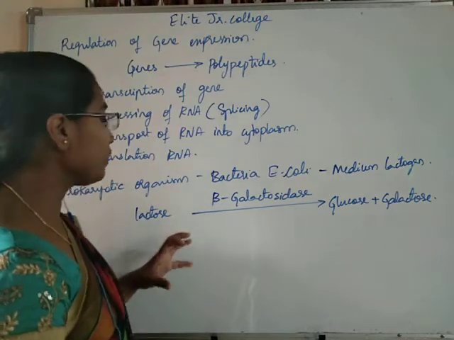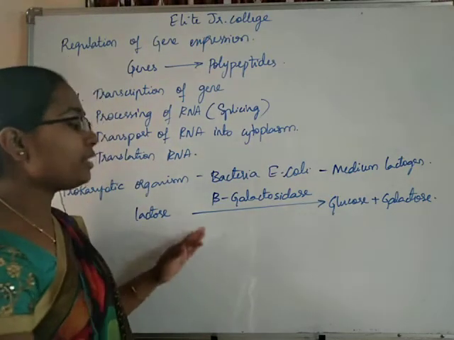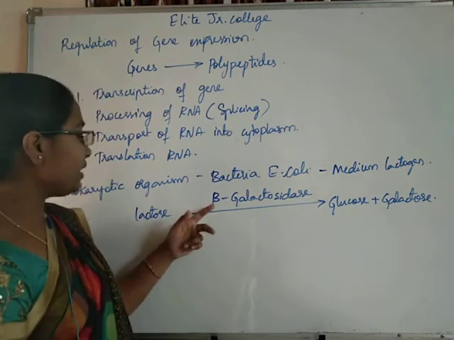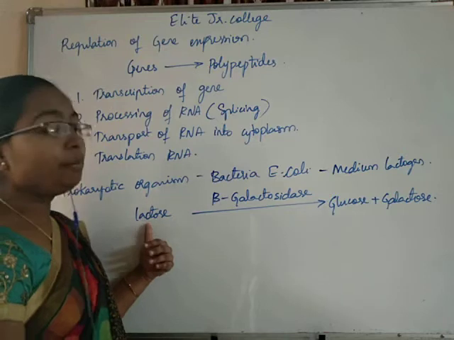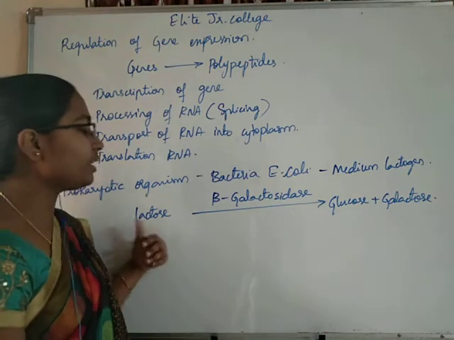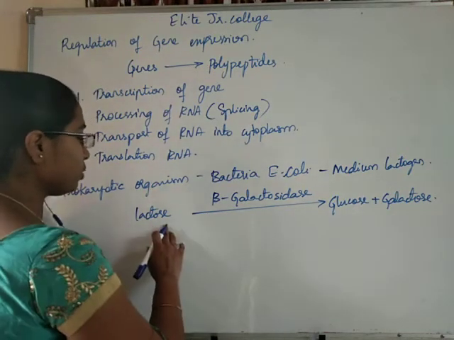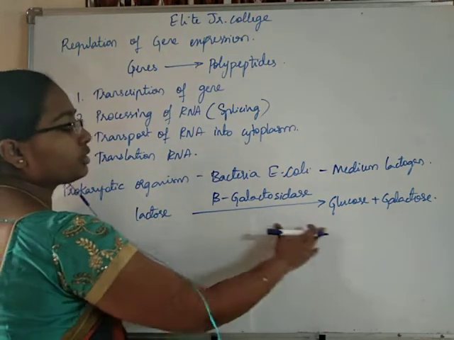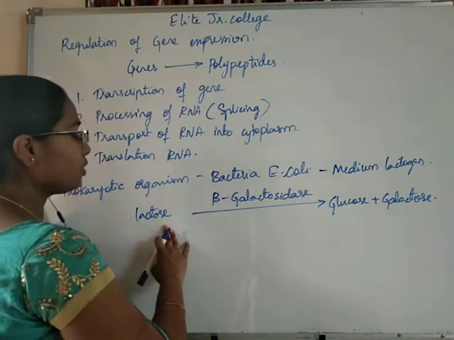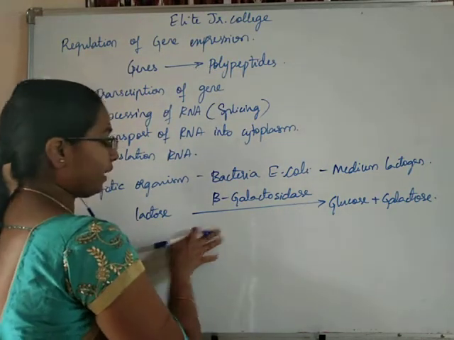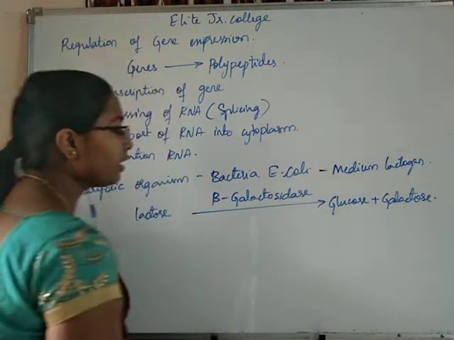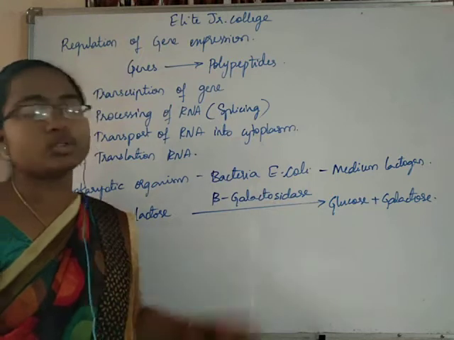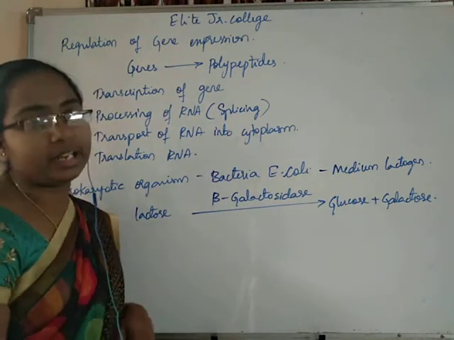So here we are observing that in the presence of lactose, the enzyme beta galactosidase is produced by the E. coli bacteria, and this beta galactosidase is converting lactose into glucose and galactose, okay. So in this way the disaccharide lactose is converted into monosaccharides glucose and galactose as an effect of beta galactosidase.